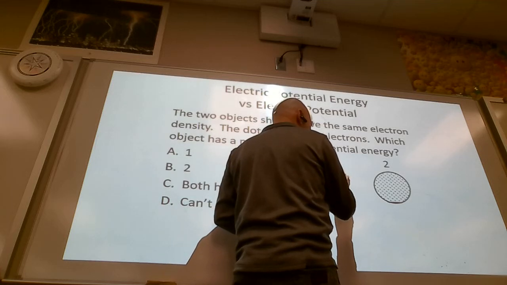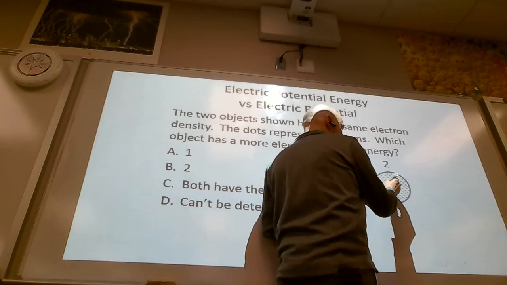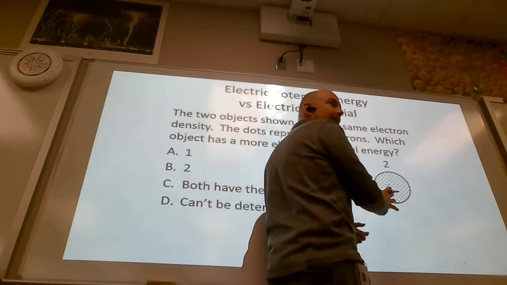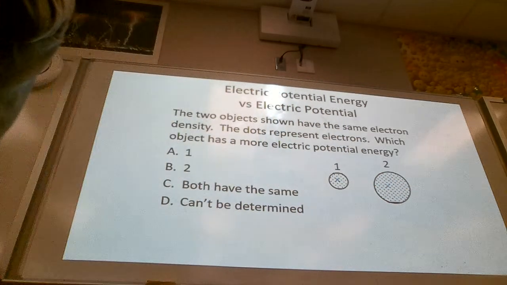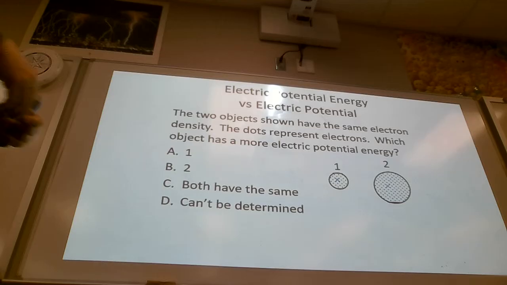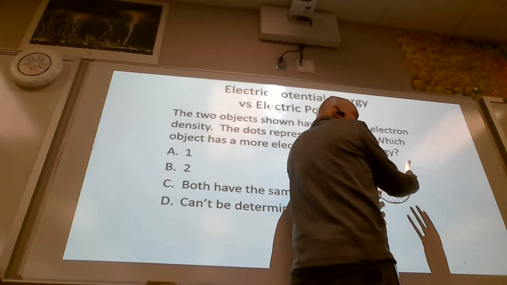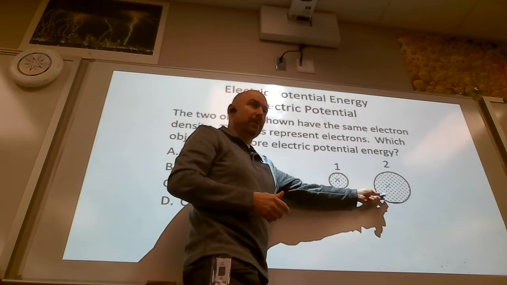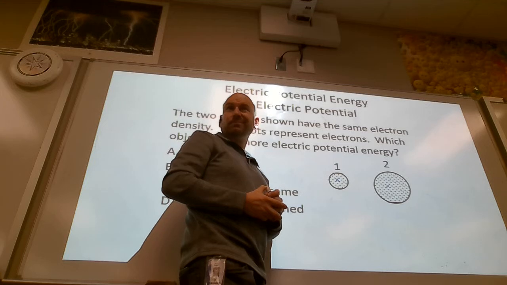So the springs between them are equally compressed. But there are more springs in this than in this one. So you're adding up all the energies together. This collection of springs has more total energy than this collection of springs, simply because there's more springs here than there are here. Okay with that?